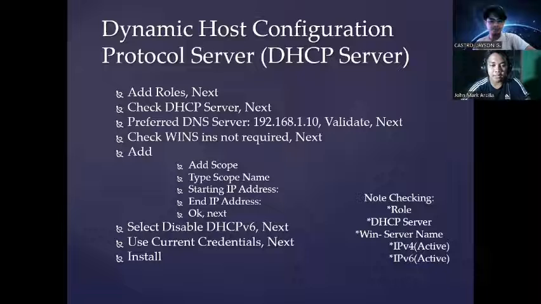Next step is select disable DHCP v6, then press next. Use current credential, then next. And lastly, install. Note checking. Check the role, the DHCP server and the server name, the IPv4 active and the IPv6 active.